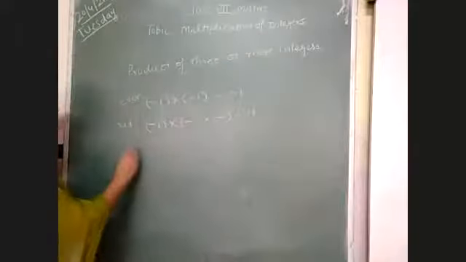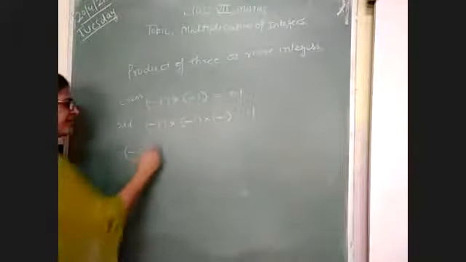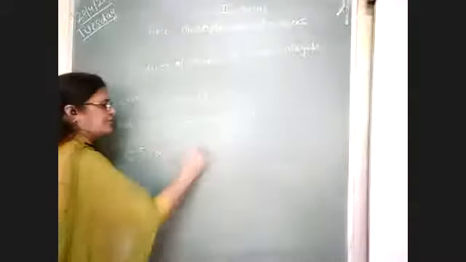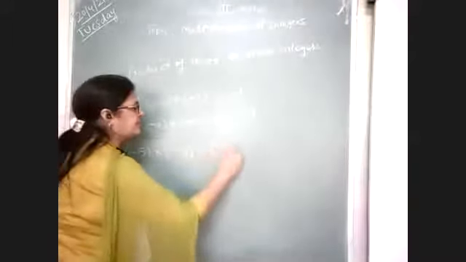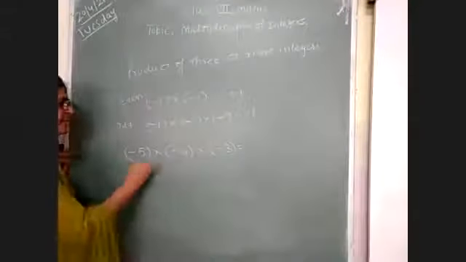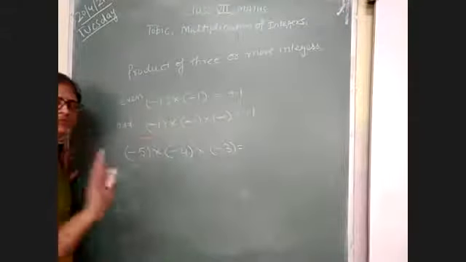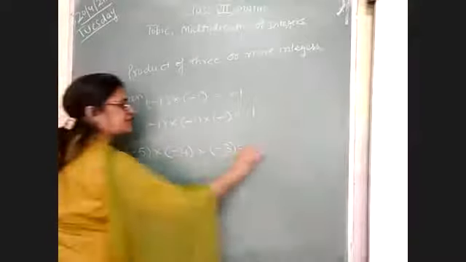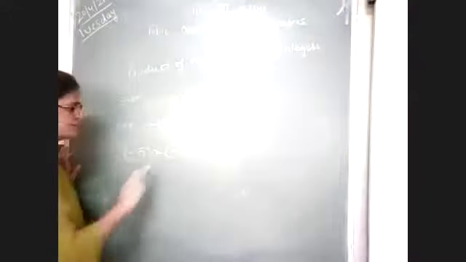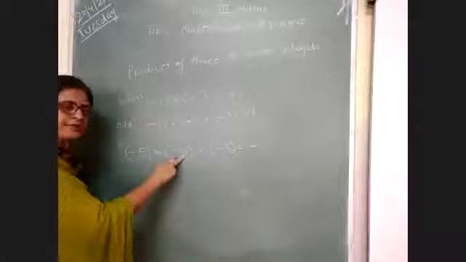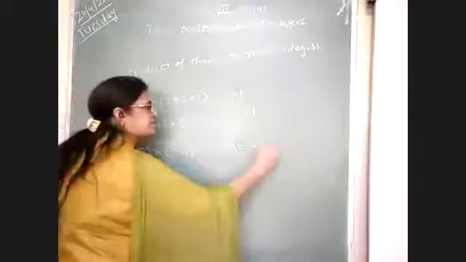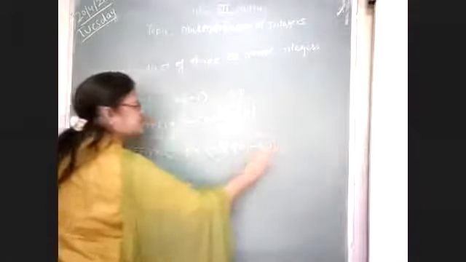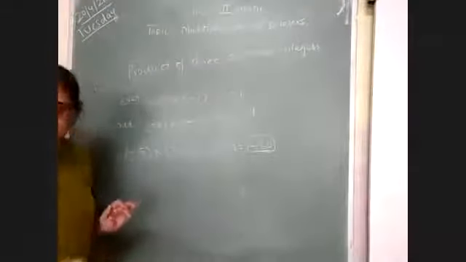For example, I am taking minus 5 into minus 4 into minus 3. First we will see which sign is given here. Minus is given 3 times. Odd times minus is given, so the result is minus. 5 fours are 20, 20 threes are 60. Then the answer is minus 60. Okay.